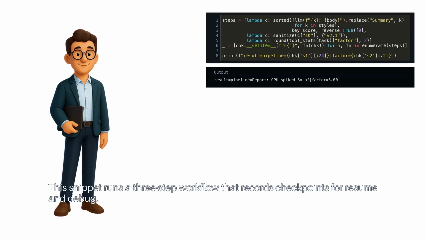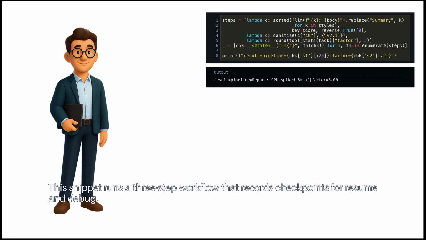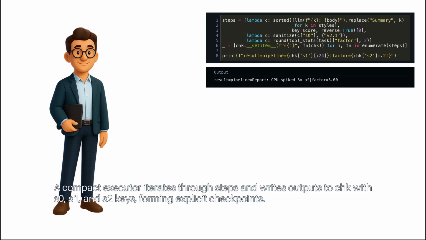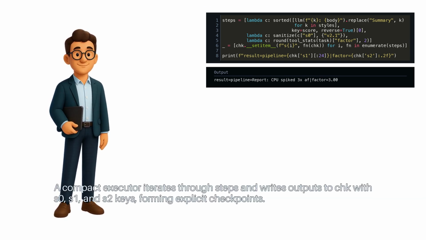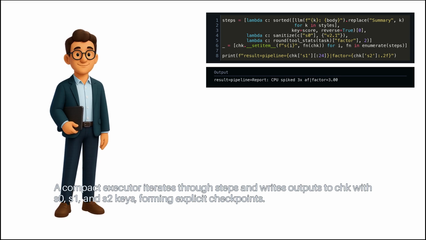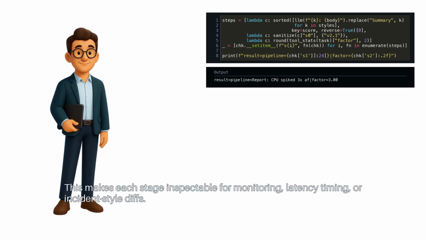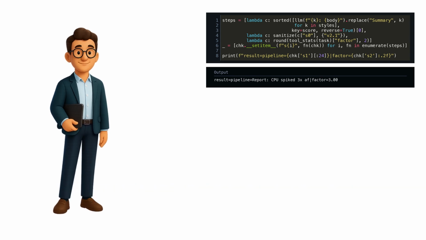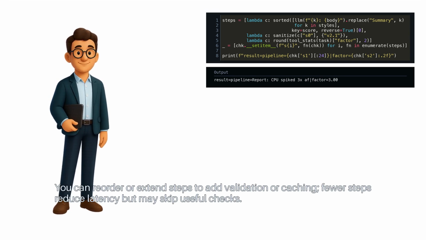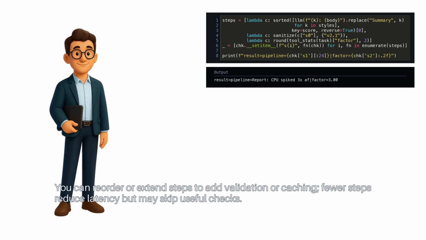This snippet runs a 3-step workflow that records checkpoints for resume and debug. We define steps as lambdas. Select the best candidate, apply sanitize, and compute the numeric factor with tool stats. A compact executor iterates through steps and writes outputs to check with S0, S1, and S2 keys, forming explicit checkpoints. This makes each stage inspectable for monitoring, latency timing, or incident-style diffs. You can reorder or extend steps to add validation or caching. Fewer steps reduce latency, but may skip useful checks.